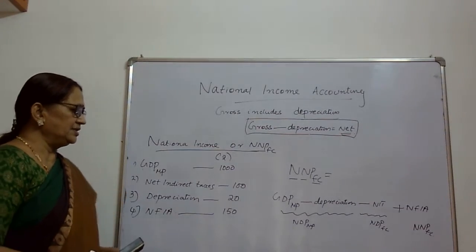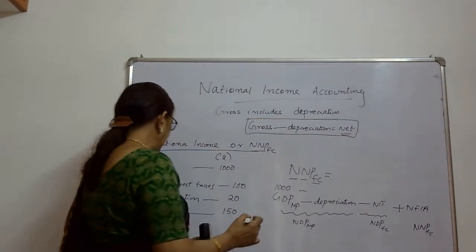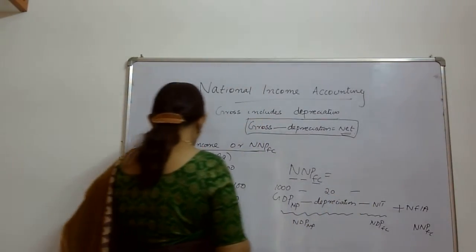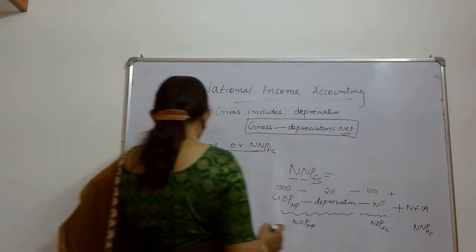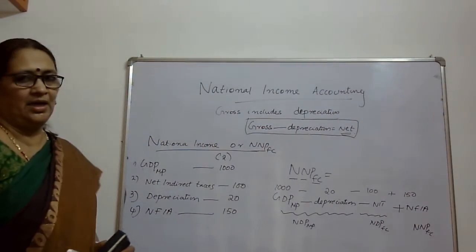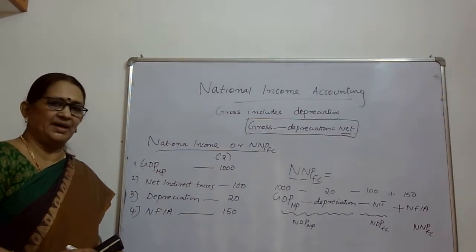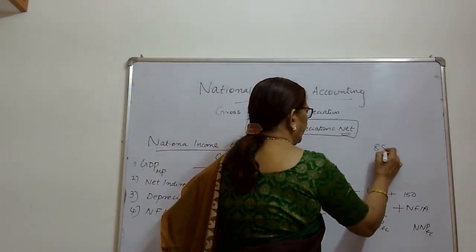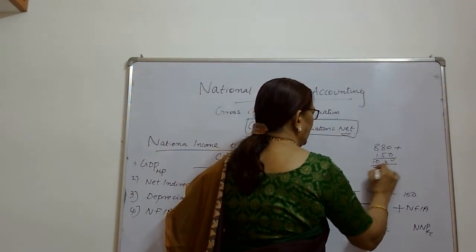So what is the value? GDP at market price 1000 minus depreciation 20 minus net indirect tax 100 plus NFIA 150. So 1000 minus 20, it is 980. 980 minus 100, 880. Plus 150, 880 plus 150, it becomes 1030.